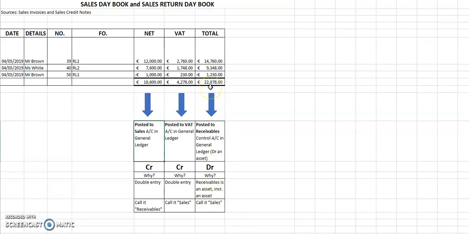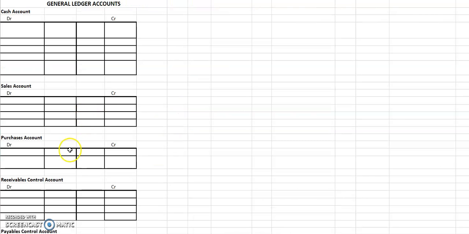So the figure there is 22,878. So that's posted to the receivables account. So let's go to the receivables account. Okay, the next thing we have to figure out is what side to put it on. So for the sales, it always goes onto the debit side. So here. So I'm going to call that sales. I'm typing the total figure, which was 22,878. Okay, that's that done.